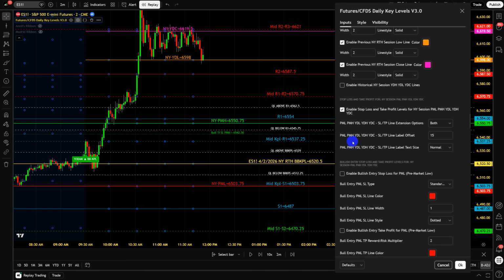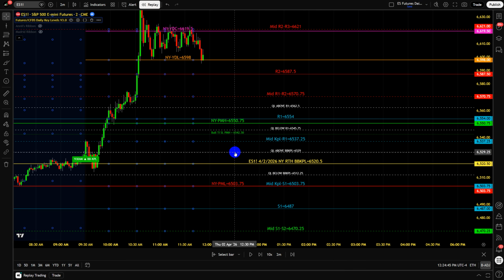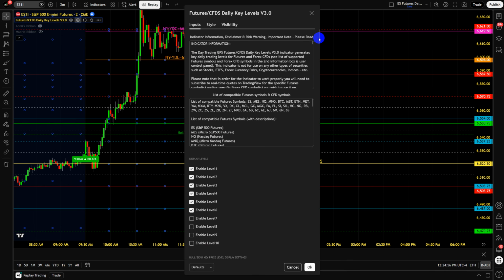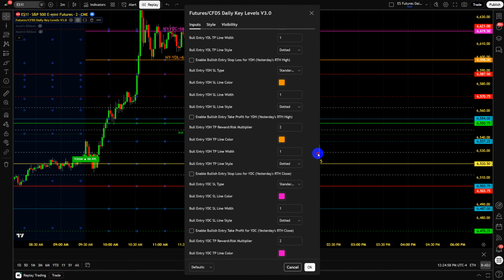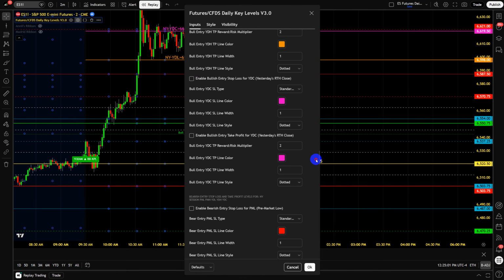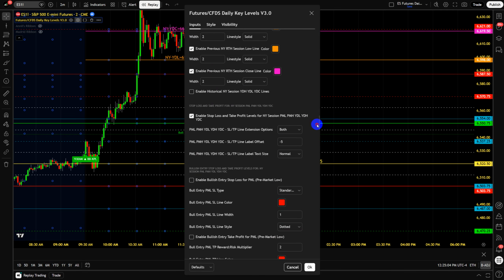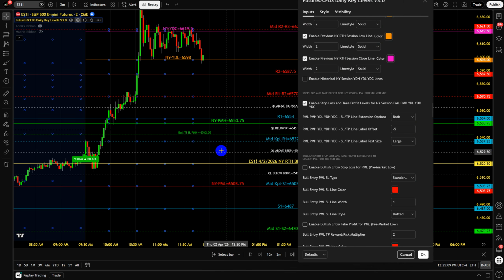Now you can change the offset on these, like we said. Let's say if I wanted to make it -5 as an example, I can move it more towards the left. It really depends on how you prefer the setup. And you can also change the size. Right now it's on normal. Let's say if we put it on large, here controlling the size of this line label.